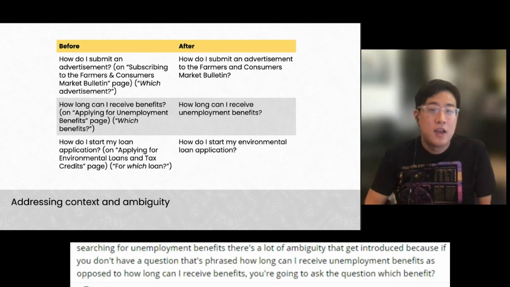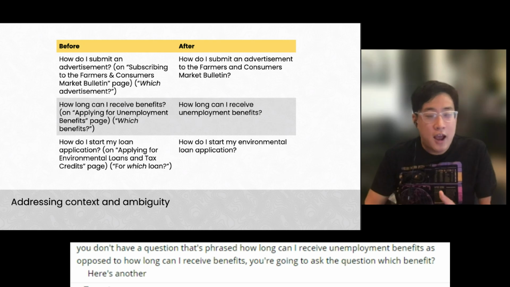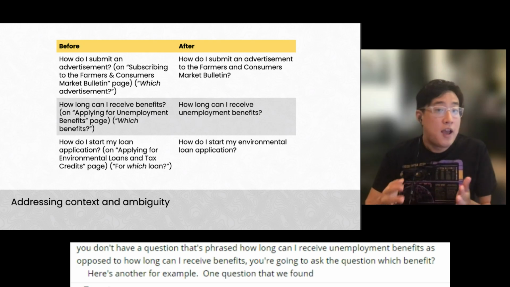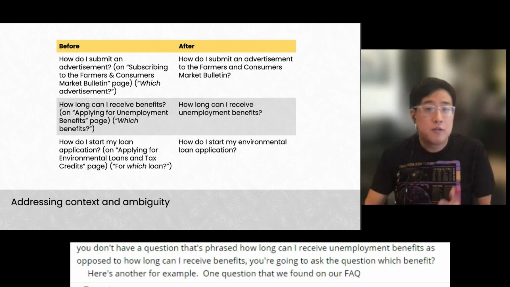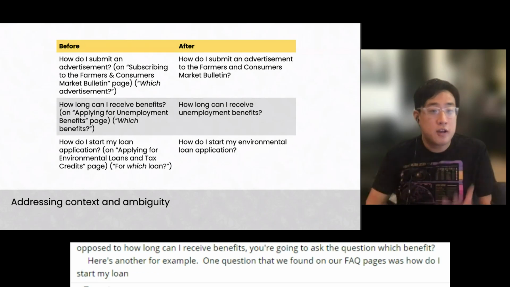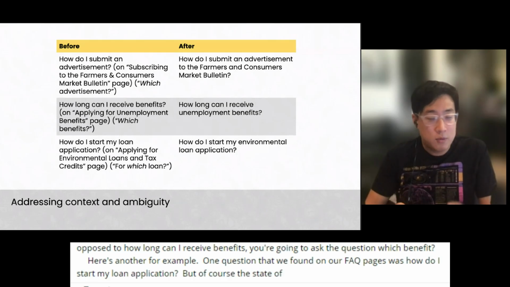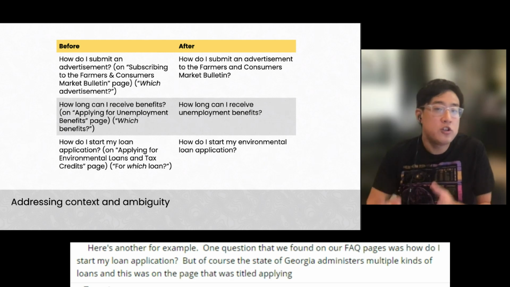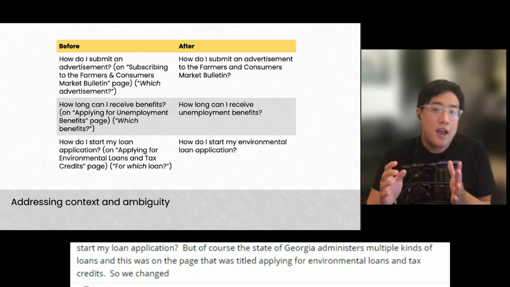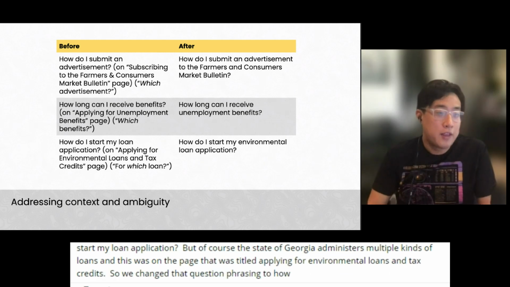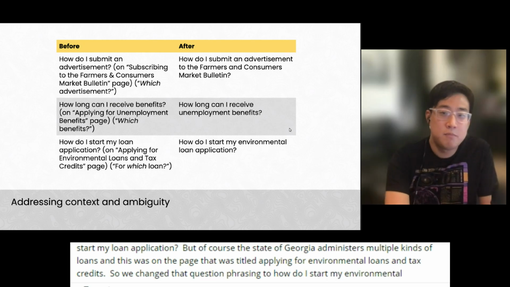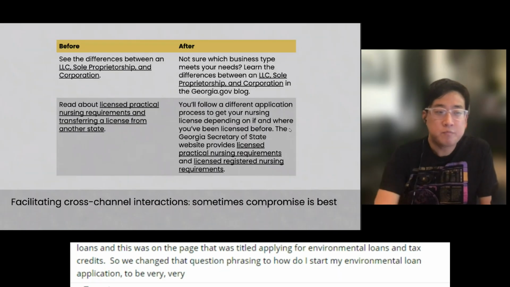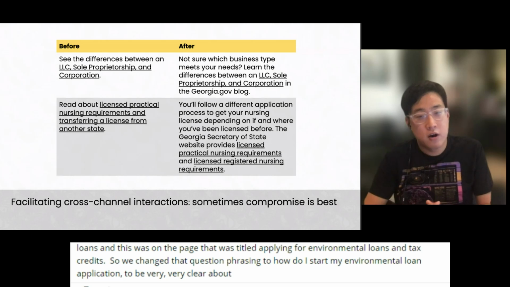Here's another example. One question that we found on our FAQ pages was, "How do I start my loan application?" But of course, the state of Georgia administers multiple kinds of loans, and this was on the page that was titled "Applying for Environmental Loans and Tax Credits." So we changed that question phrasing to, "How do I start my environmental loan application?" to be very, very clear about disambiguating those things.